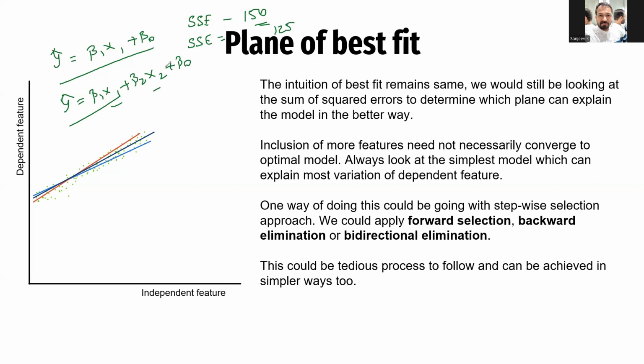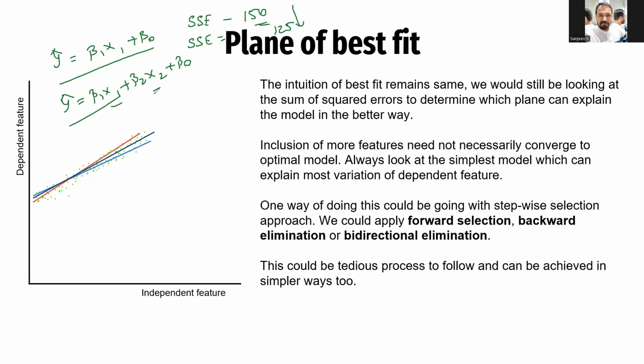So you keep on adding new independent features until you reach a point where the SSE is lowest. So you'll try to find a sweet combination of those independent features where the SSE is as low as possible. This is one way where you keep on adding.